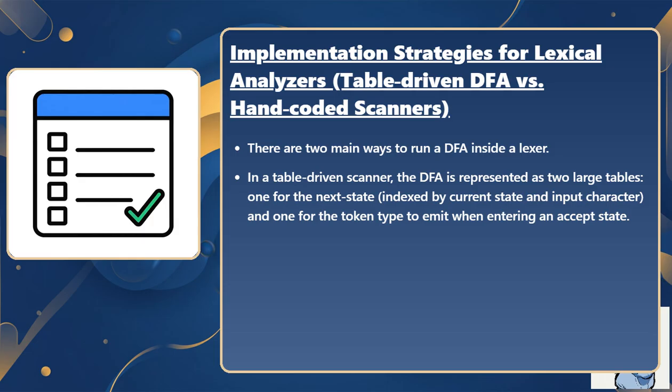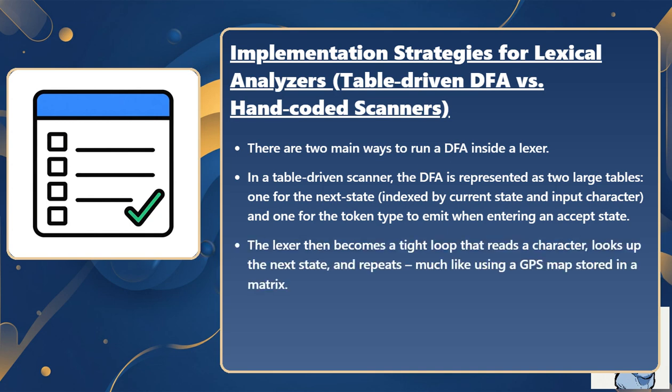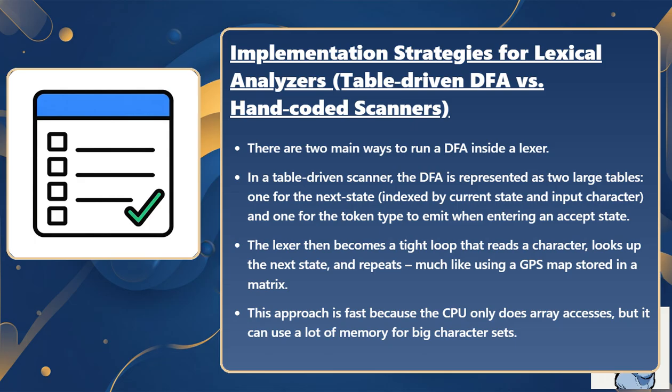In a table-driven scanner, the DFA is represented as two large tables, one for the next state indexed by current state and input character, and one for the token type to emit when entering an accept state. The lexer then becomes a tight loop that reads a character, looks up the next state, and repeats, much like using a GPS map stored in a matrix. This approach is fast because the CPU only does array accesses, but it can use a lot of memory for big character sets.